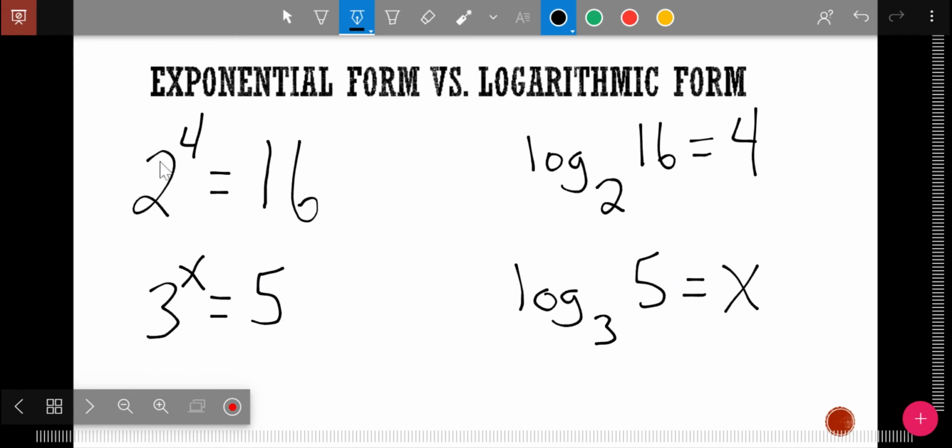Right? The base 2 is now the base kind of underneath the log. The exponent here, 2 to the 4th power, the exponent is now the answer. And the number that was your answer now is the number next to the log. So you got to be able to switch forms. And that's what the first two examples, which are really 6 parts, are going to be about.